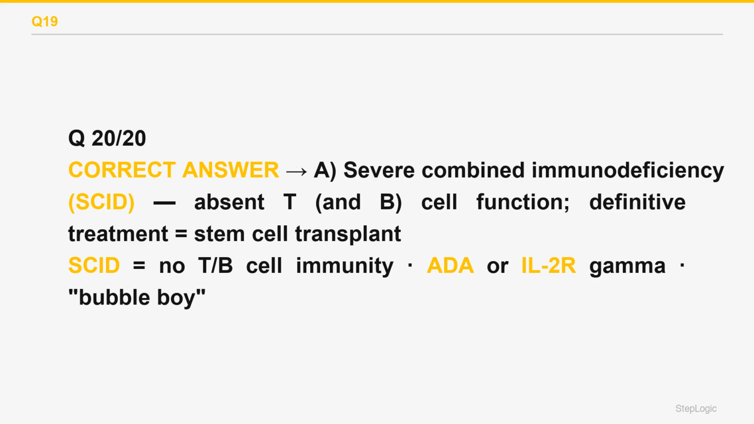The definitive treatment is a hematopoietic stem cell, bone marrow, transplant to restore a functioning immune system, with gene therapy emerging for some forms. The absent T and B cell immunity from birth, including ADA deficiency, treated with stem cell transplant, is SCID.